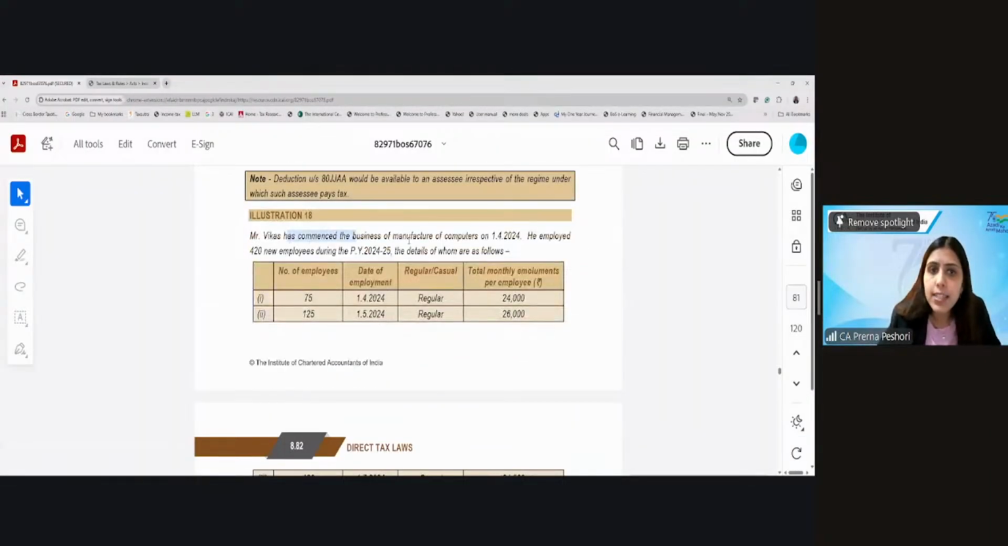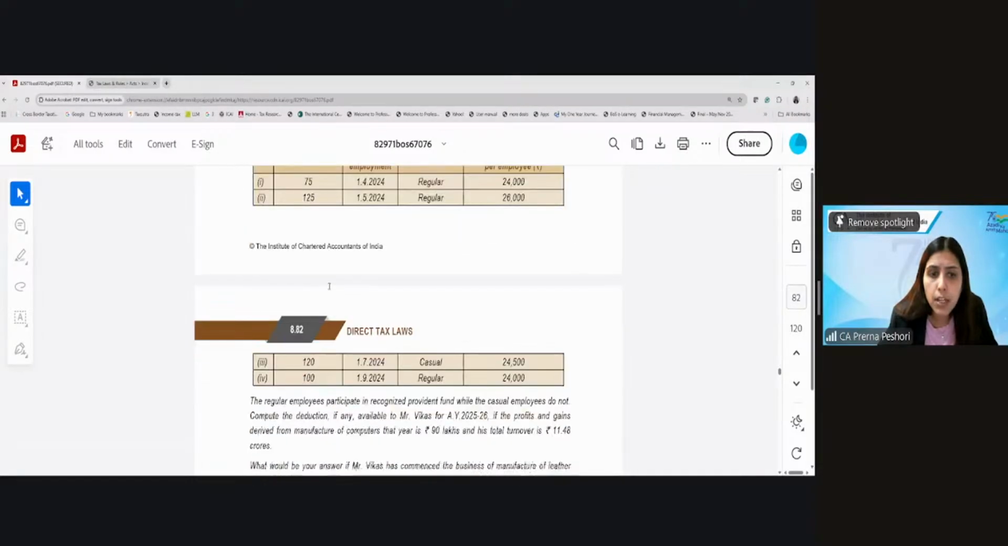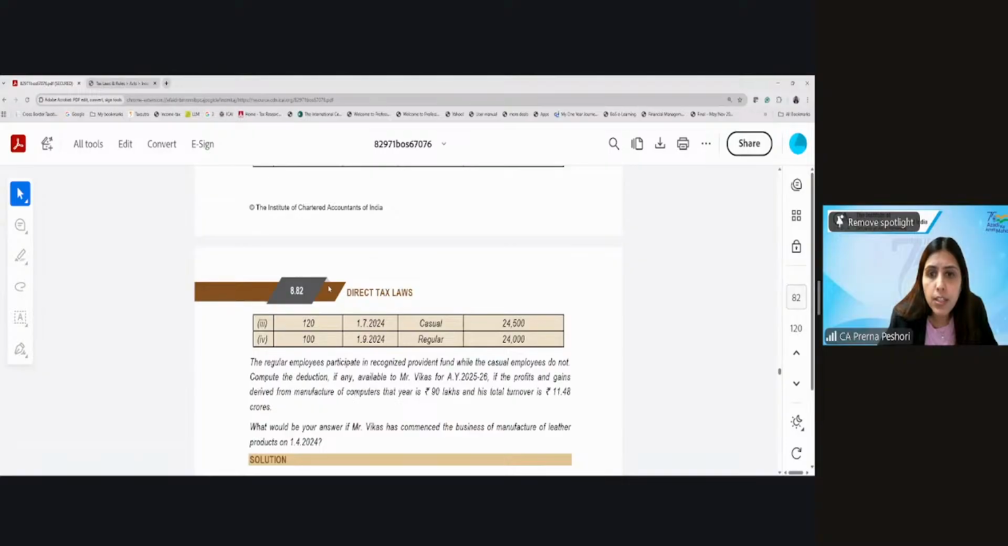Mr. Vikas has commenced the business of manufacture of computers. He employs 420 employees during the previous year. You have to tell me whether this deduction will be available for these employees or not. The regular employees participate in the RPF while the casual employees do not. Compute the deduction, if any, for AY 25-26 if the profits derived from the manufacture of computers is 90 lakh and his total turnover is 11.48 crores. Would your answer be different if Vikas had commenced the business of leather products on 1/4/2024? Let us first look at the first part.